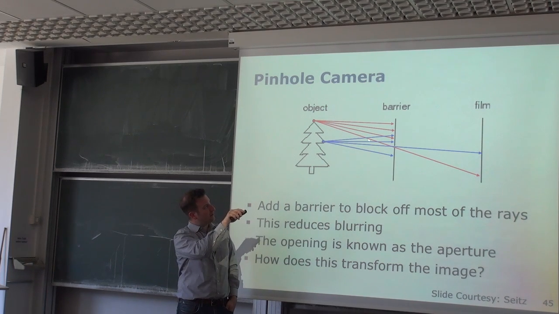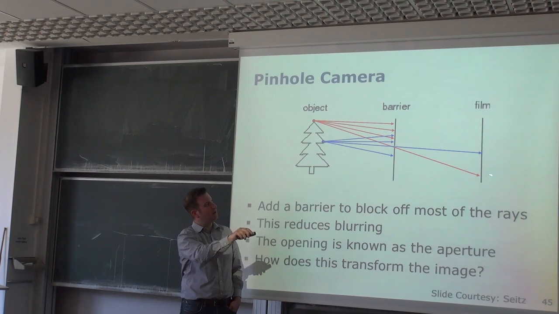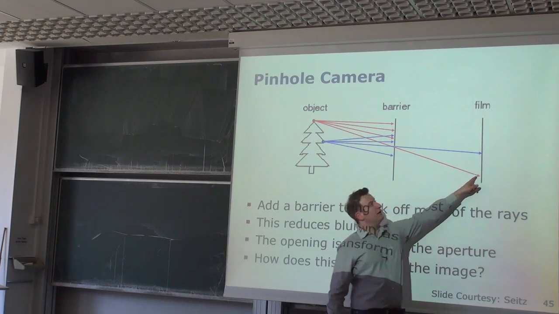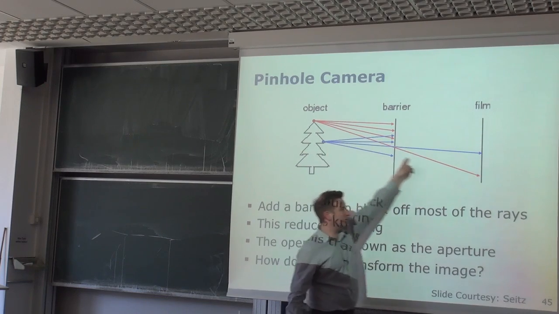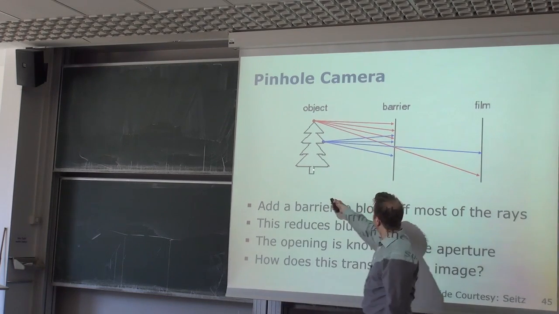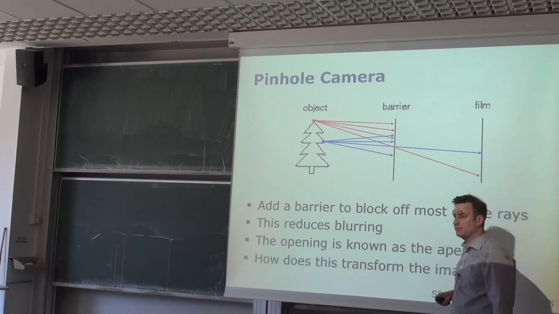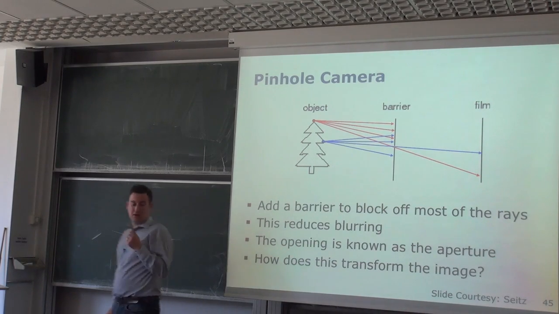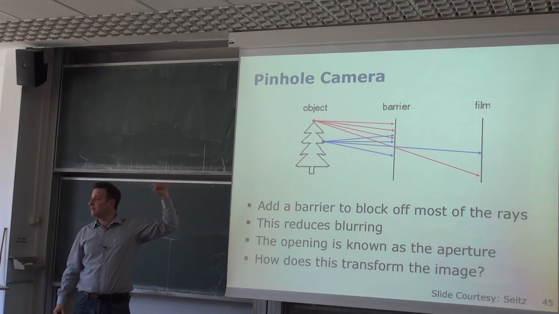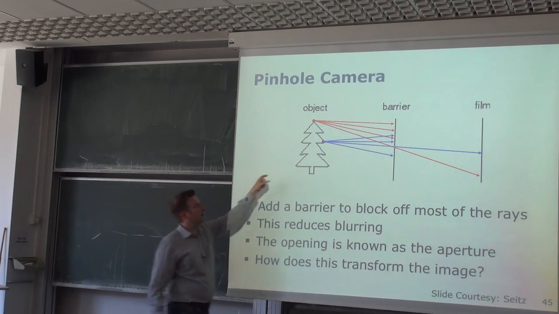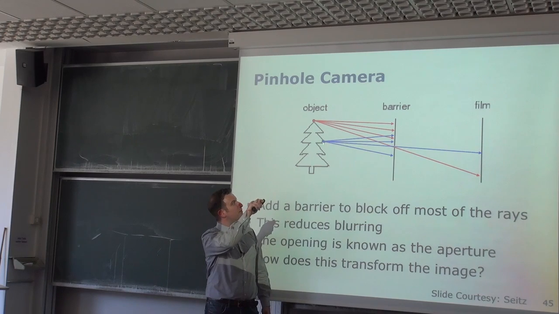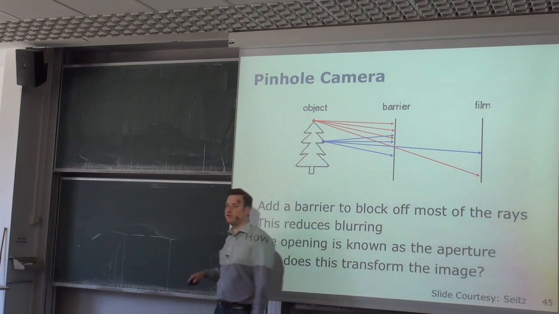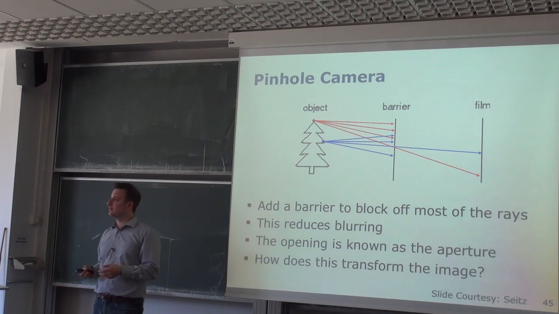But this ray over here, which passes through this small hole, will actually be mapped to this point over here. And the blue one will actually be mapped over here. And the trunk of the tree will actually be mapped somewhere over here. So if we introduce this barrier, we actually obtain an image where every distinct point on this surface is mapped to a distinct point on the image. That's exactly what I want.